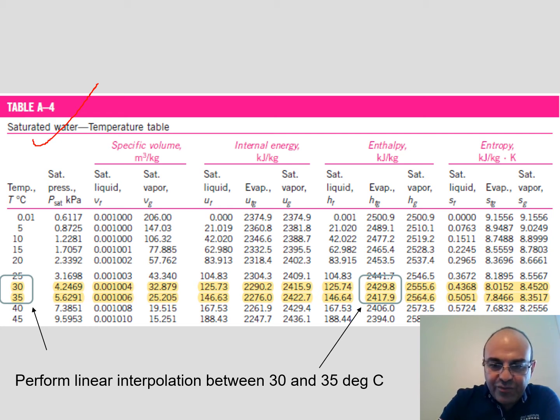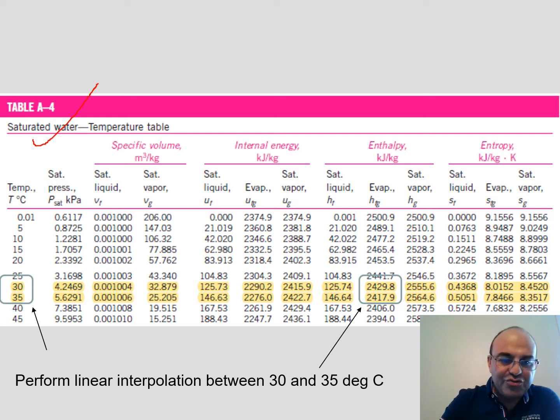For each of these h_fg values, we do have a temperature, one associated with 30 degrees C, the other with 35 degrees C. So we just need to do a linear interpolation, put in the given h_fg, and find the associated temperature. That temperature will become 31.3, which was listed in the previous slide. Here I haven't shown the detail of linear interpolation. We have done it multiple times in the class.